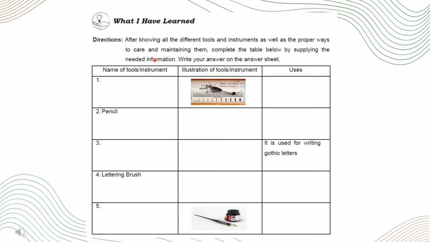On the first column, we have here the name of the tools and instruments in lettering. In the second column, we have the illustrations of tools and instruments. So you're going to draw here the missing pictures or illustration of the different lettering tools and instruments. And for the third column, we have here the uses. You're going to write here the uses of the lettering tools or instruments.